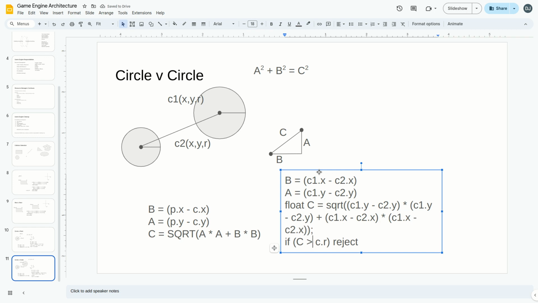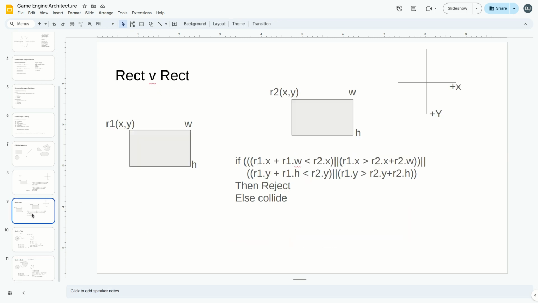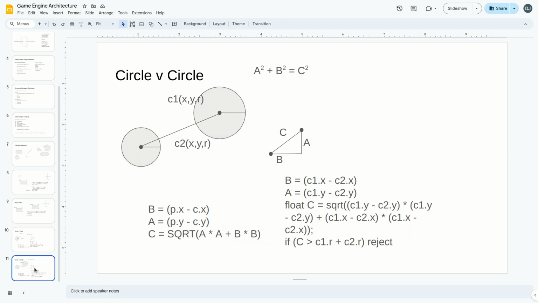Only here, what we're not doing is greater than CR, we're doing C1R plus C2.R. So if the combined radii is less than the distance, then we have a rejection here. Or another way of saying is if the distance is less than our combined radii, then we are colliding, then we are touching. So that's circle versus circle, and point versus circle. It's the same thing. It's like the same thing when we advance from rectangle to point to rectangle to rectangle. You just add in the additional dimensions on both sides, and it still works the same.